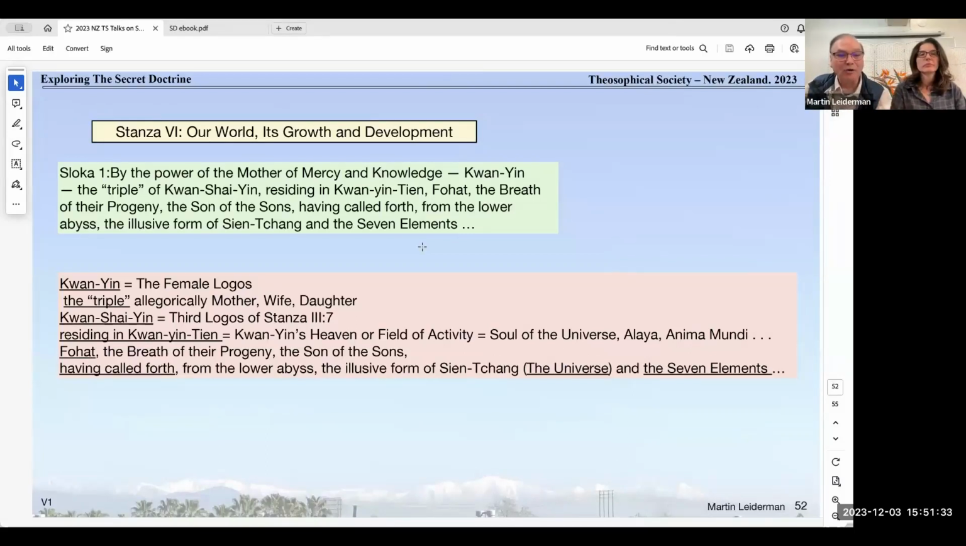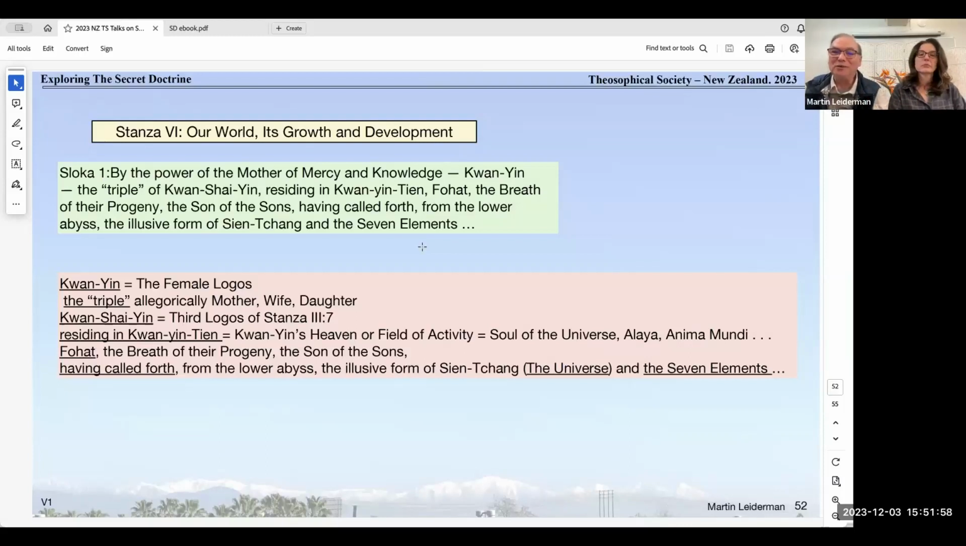The triple allegorically means mother, wife, and daughter. So as mother, she's Swabat. As wife, she's Kuan Yin. As daughter, it keeps going and going, below and below, all the way to you and me, male and female. Kuan Shayin, the third logos. Earlier on in stanza 3, he is the Oeahu the younger, the third logos, the divine dragon of wisdom.